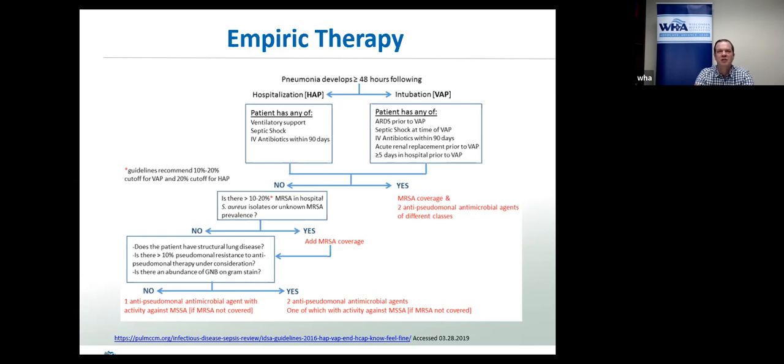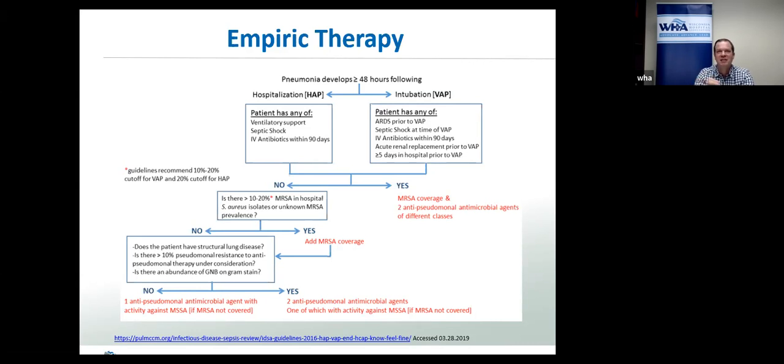The first step is the time course. When did the pneumonia develop? This is for HAP or VAP. If it developed greater than 48 hours after hospitalization, you're in the HAP box. Greater than 48 hours after intubation, you're in the VAP box. Now in the VAP box, you're already going to broad spectrum coverage. So you're considering MRSA coverage, you're considering double pseudomonal coverage.